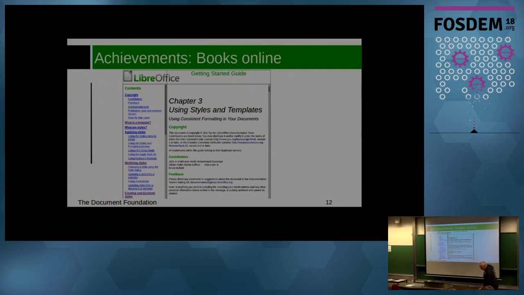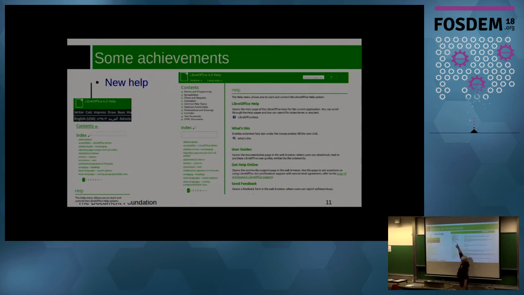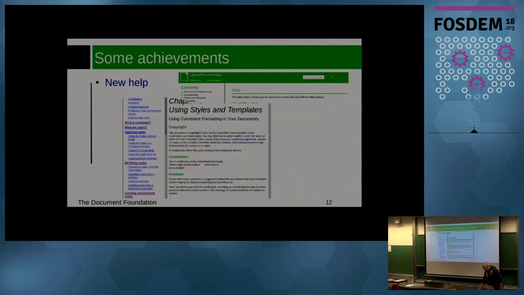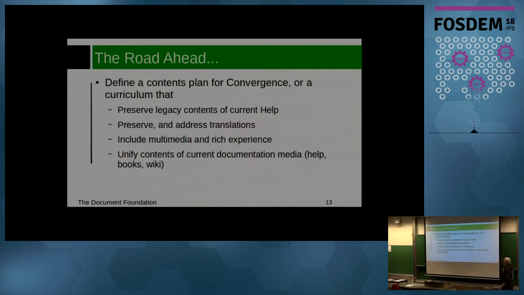If we come back here, on this side we have the contents of the current help, which is also a user guide. So we have a user guide here, and we have books that are user guides. So this is duplication of information, and very often one jumps to the other. Well, so the road ahead is to define a content plan for this convergence, or a curriculum, that could preserve the legacy contents of the current help, preserve and address the translations, and include multimedia and rich experience. Multimedia is far from trivial to generate.